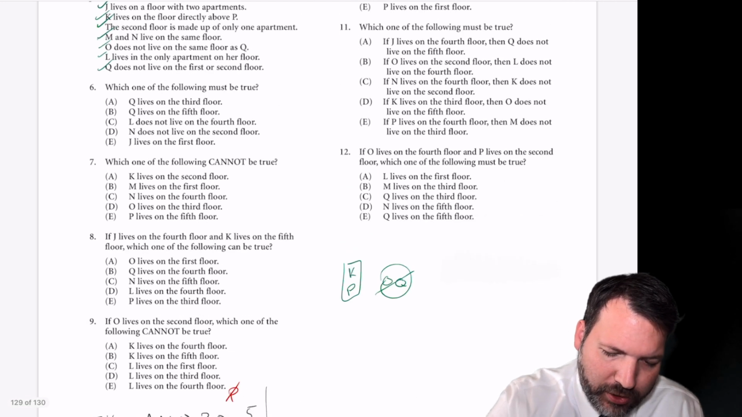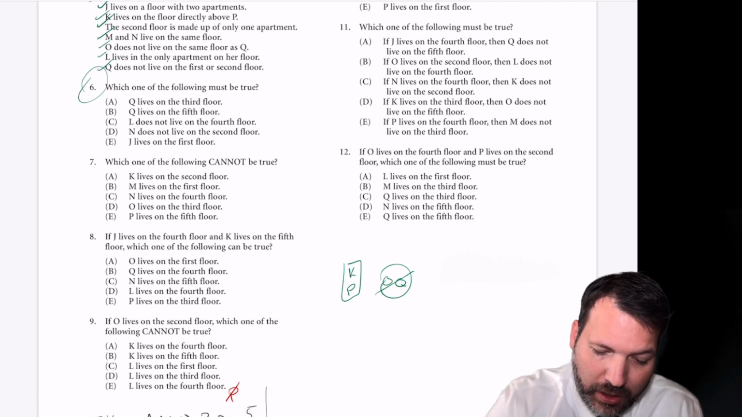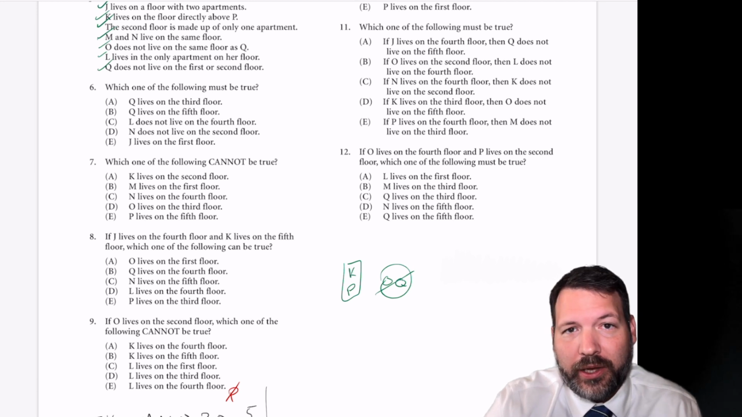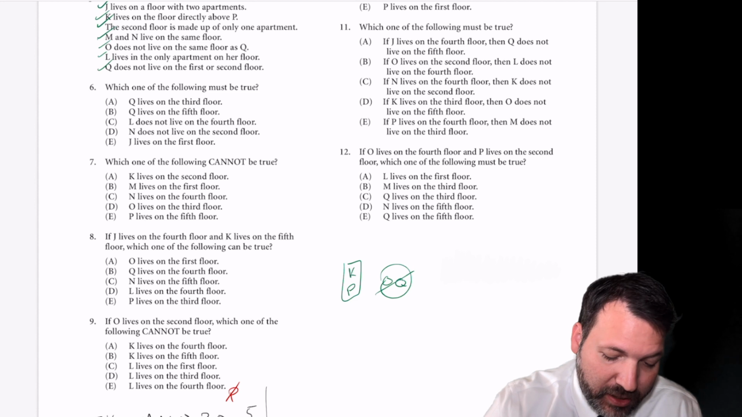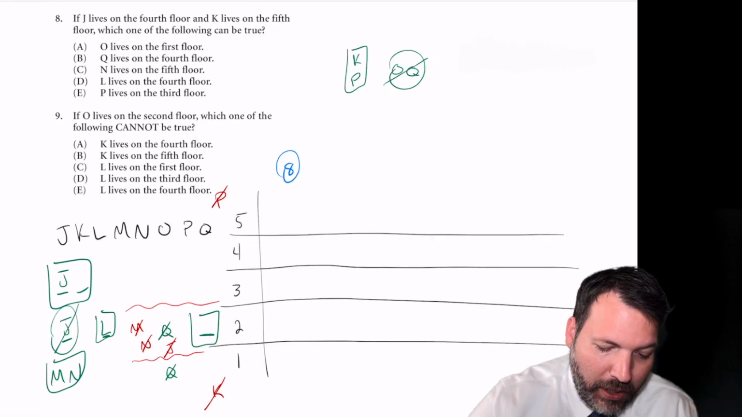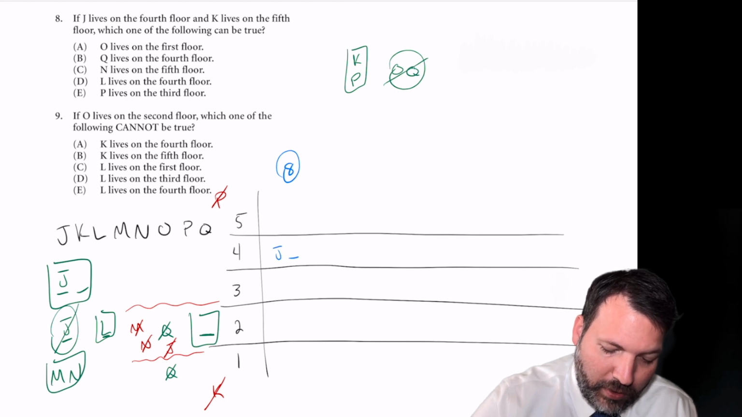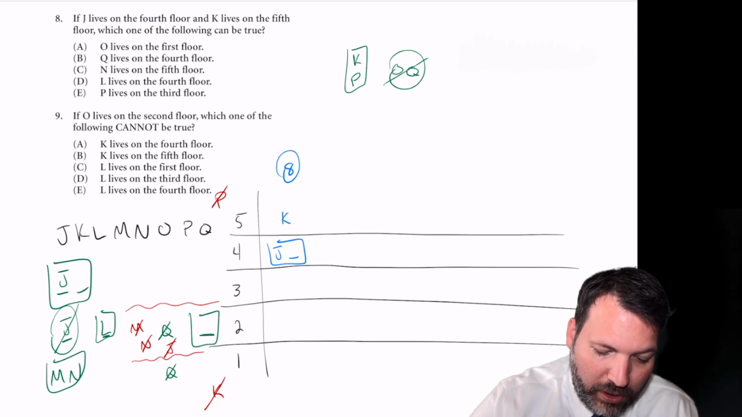The first question is simply a general question, not this kind of question, complete and accurate list, where we can just go through the rules one by one and eliminate answer choices. So I'm going to skip 6, I'm going to skip 7, but I am going to get into number 8 right now. If J lives on the 4th floor, and we know J is with someone, and K is on the 5th floor, which one of the following can be true?